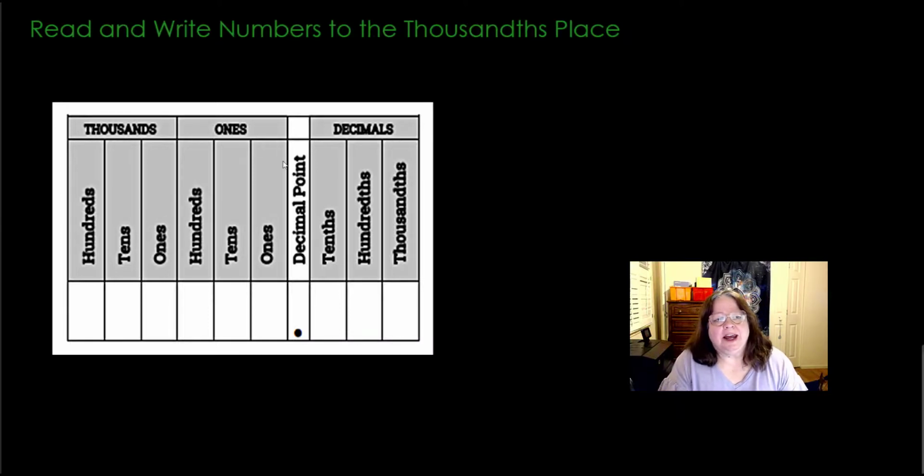Today we're looking at reading and writing numbers to the thousandths place. Notice that it's thousandths. That shows that we're going to be using decimals. And when we read and write numbers that have decimals in them, it's often helpful to use a place value chart.